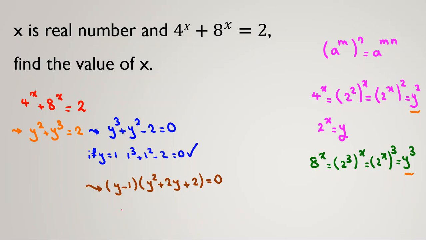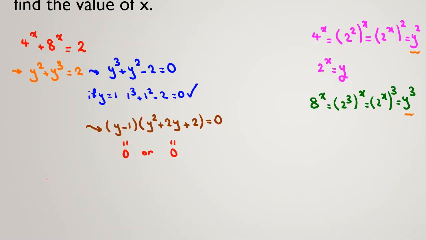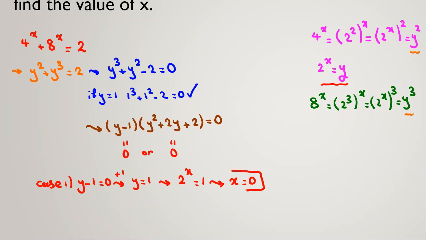Now here we have two cases. The first one is y minus 1 equals 0 or the second term is 0. If we analyze both of them, let me write case 1. Y minus 1 equals 0. So if I add plus 1 to both sides, y equals 1. Y was what? By the change of variable here, we conclude 2 to the x equals 1. So we conclude x has to be 0. One answer here that we found.